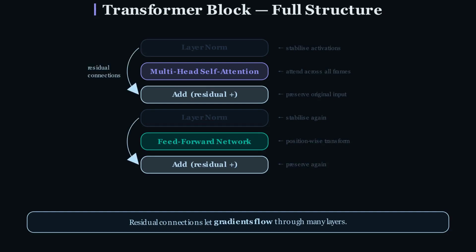A full transformer block. Layer norm. Multi-head attention. Residual add. Then another layer norm. Feed-forward network. Residual add. The residual connections, adding the original input back, allow dozens of blocks to stack without losing signal.